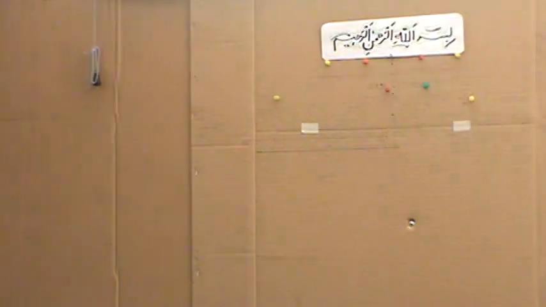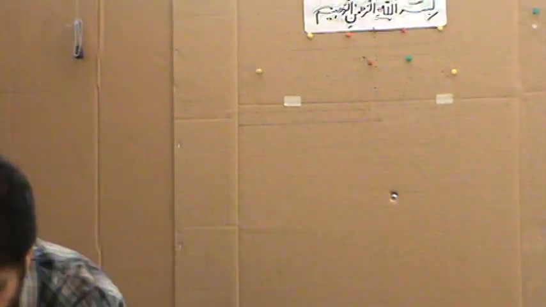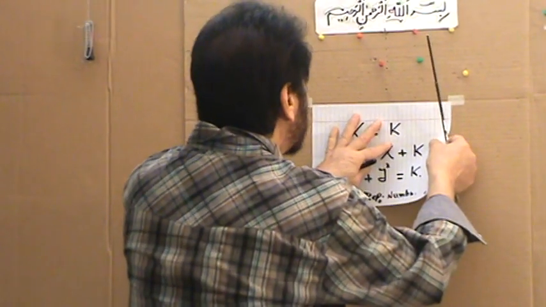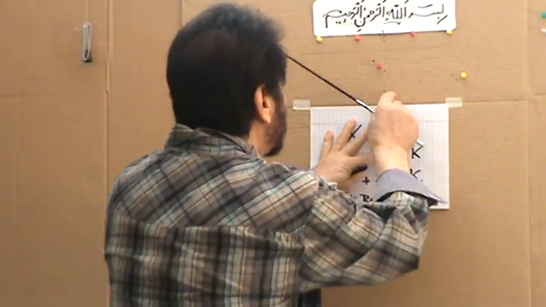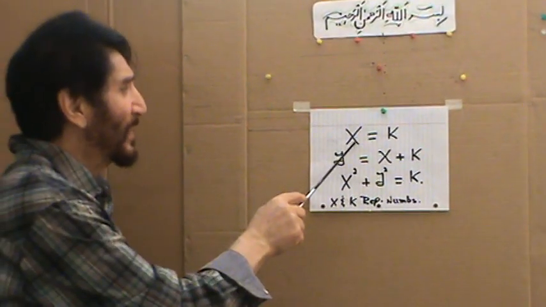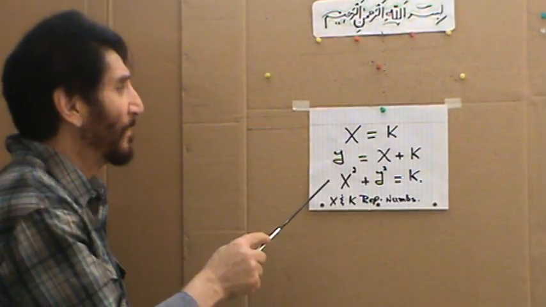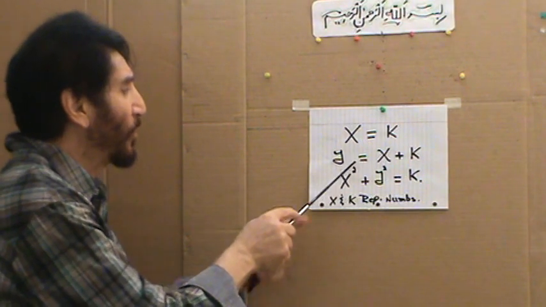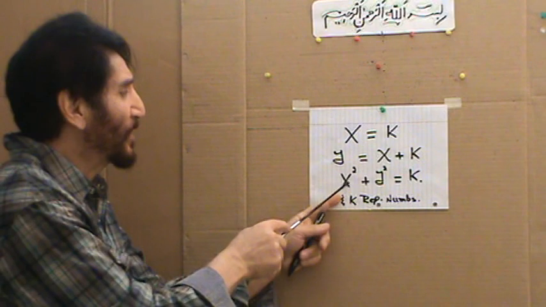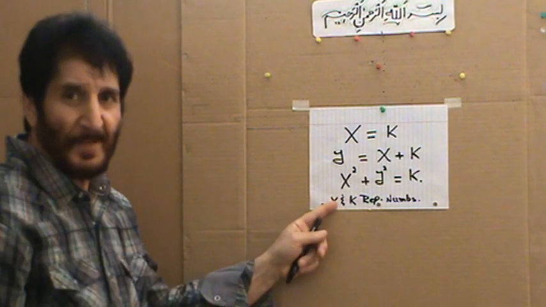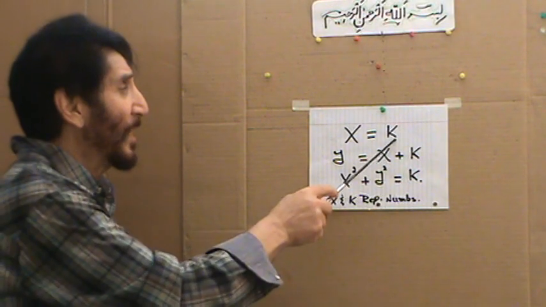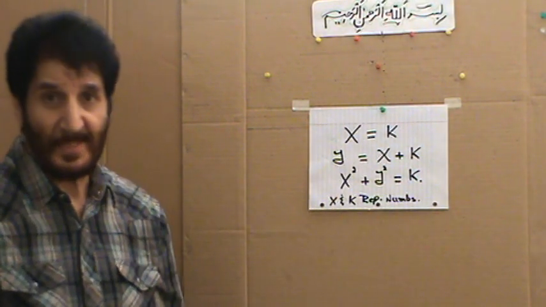Okay. Now let's see what I have next. Next I have 3 algebraic equations. All right, 3 algebraic equations. x equals k, y equals x plus k, and x squared plus y squared equals k. Now, in this case, let's say k is a constant.